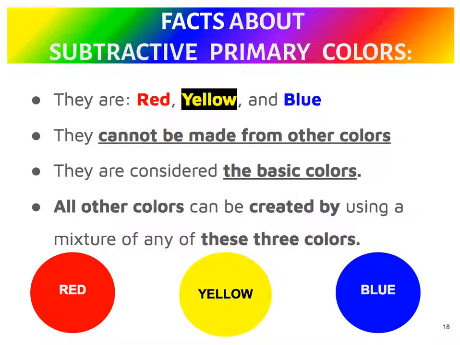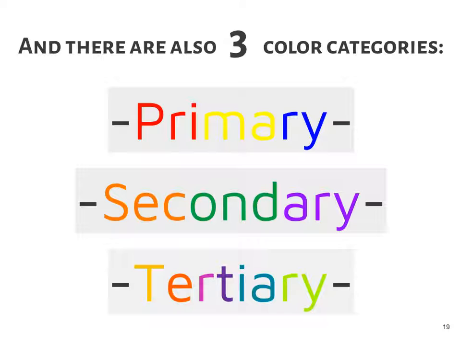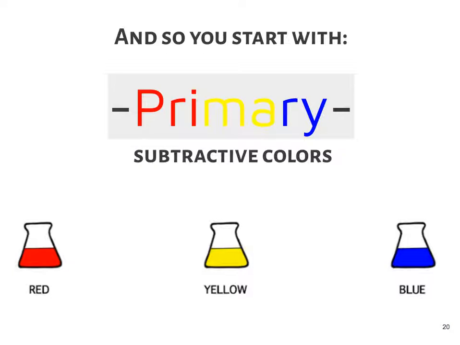Now, as I mentioned before, all other colors can be created by using these three. So if you have paint that is red and yellow and blue, you can make all other colors, any other color really. So they also have three categories. You have your primary, your secondary, and your tertiary. And so you start with your primary colors. Remember, these are subtractive colors because they can get mixed with each other, okay?